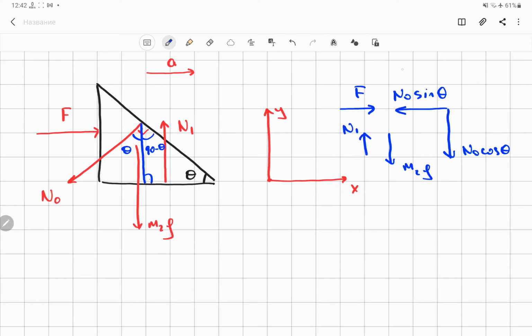And we know that this object, mass M2, moves to the right with acceleration a. So now let's write Newton's second law in horizontal direction. There is no need to write it in vertical direction because it will not move in vertical direction. So we know that the resultant force in horizontal direction should be equal to ma. Resultant force in horizontal direction, F minus N0 times sine theta, should be equal to its own mass M2 times acceleration.